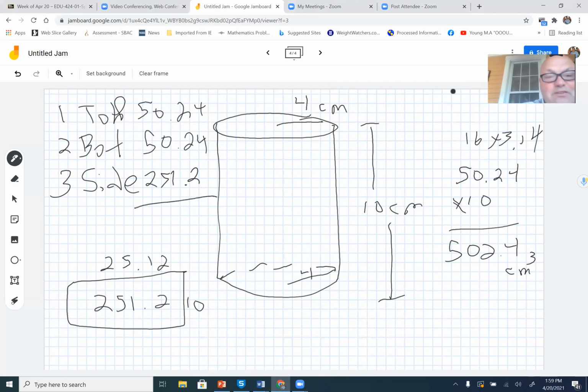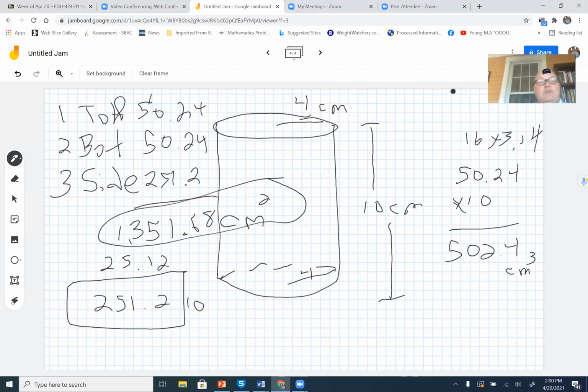251.2. Now, if I add these 3 up, I get 8 hundredths, 6 tenths, 1 unit, 15 tenths. I'll put a 5 and regroup a 1, and then 10, 11, 12, 13 hundredths. So it'd be 1,351 and 68 hundredths centimeters squared is how we would say it.